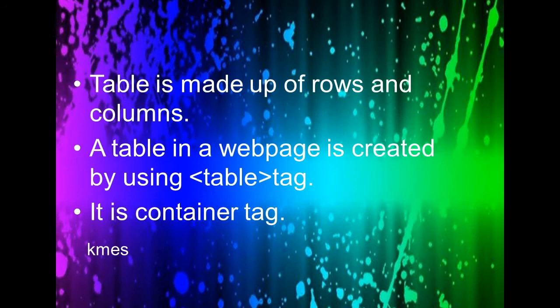We have already seen that a table is made up of rows and columns. A table in a web page is created by using the table tag. With the help of the table tag, a table can be created in a web page. It is a container tag. It is not a singular tag; it is a container tag, which means when the table tag is opened, it must be closed. You can also call it a pair tag.